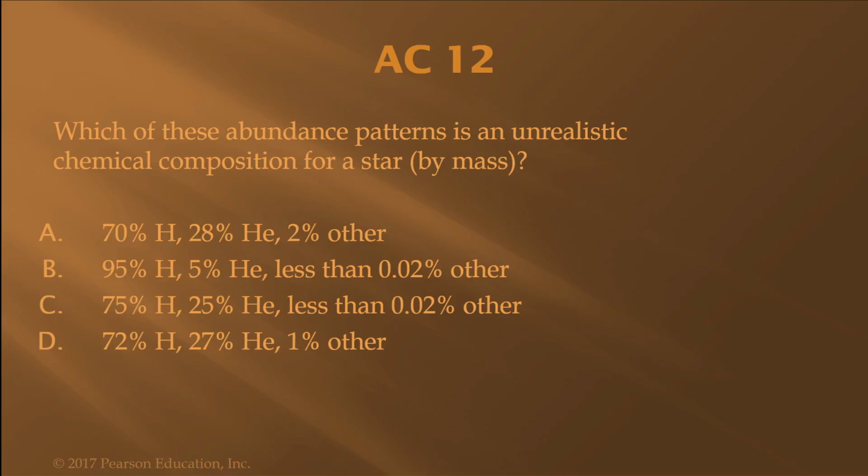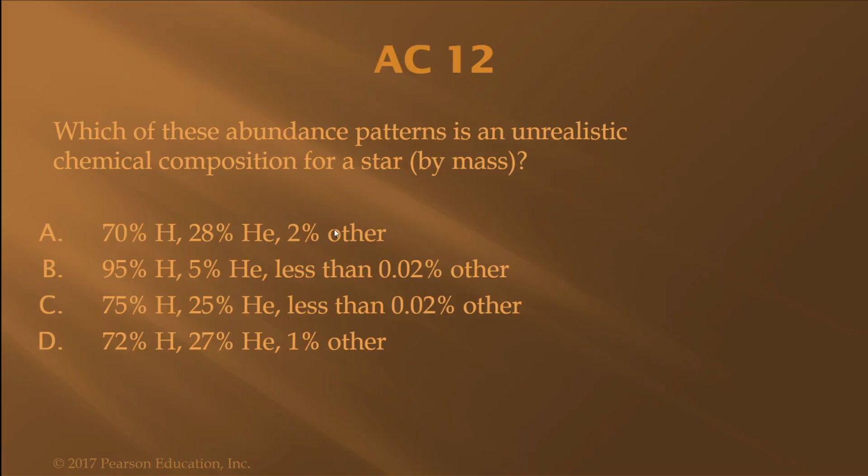Okay, so for attention check number 12, this is a little bit of a thinker, I would say. Maybe it's going to be more obvious to you than it was when I was learning this a long, long time ago in a galaxy not so far away. For the following abundance patterns, which do you think would be an unrealistic composition for a star? And again, this is by mass. All right, so go ahead and pause the video and give this a try.